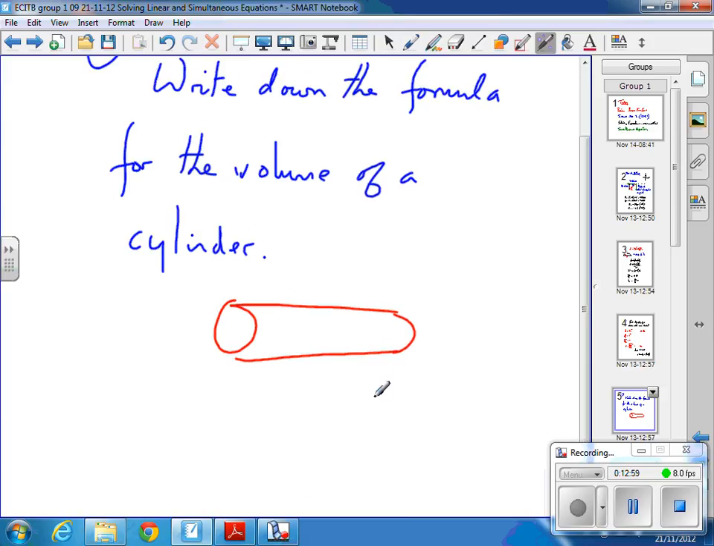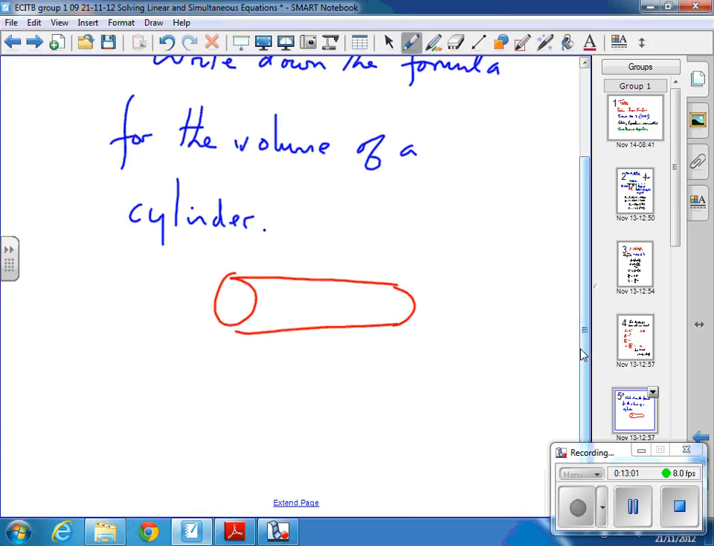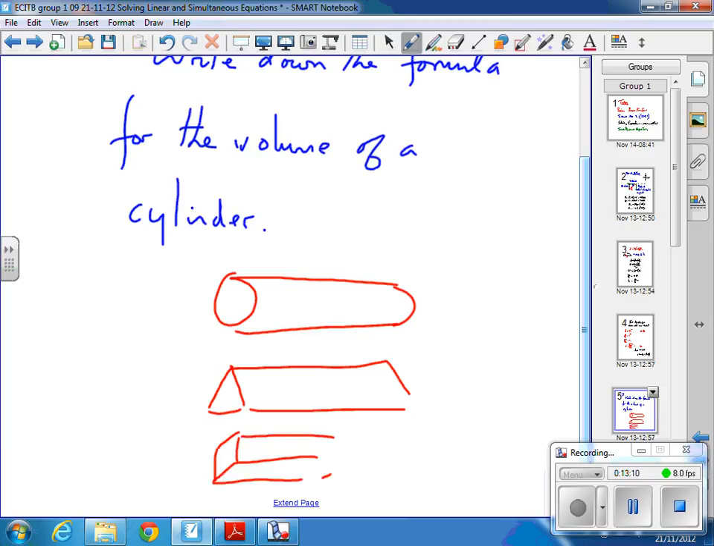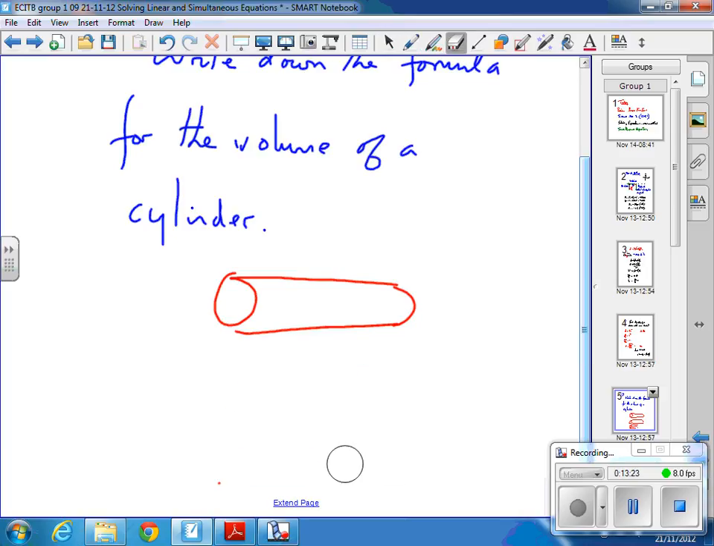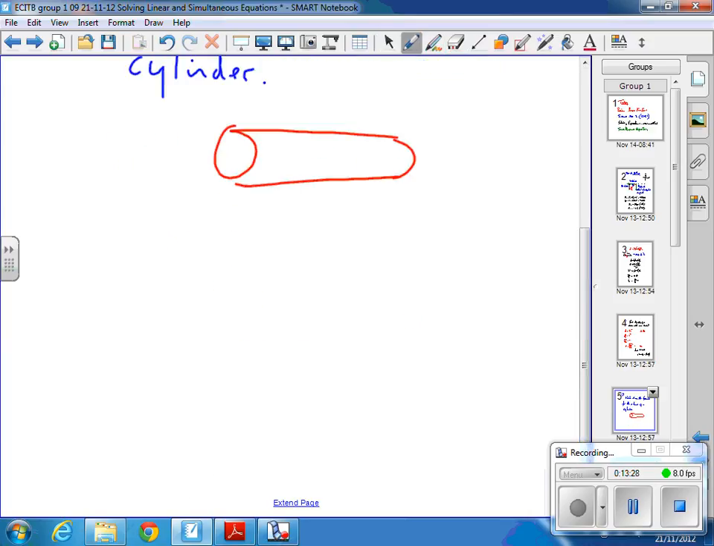So it doesn't matter whether I've got this sort of shape or this sort of shape, if I can draw it. The volume is always the area of the end times the length. So it's easy to remember the formula for the volume for these things. In this particular case, all I have to do is remember that the area of the end, the circle, is pi r squared. So the volume is going to equal the area of the end times the length. So that's the formula for the volume of the cylinder.